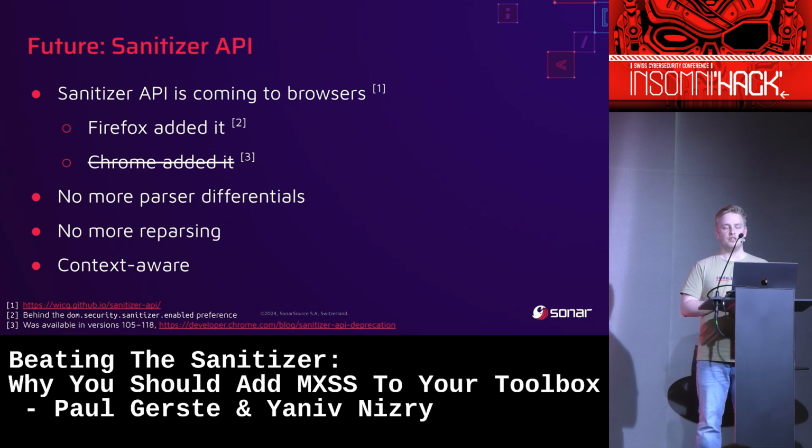Firefox already has it behind a feature flag, and Chrome added it and then removed it because it's not finalized yet. But basically the Sanitizer API is what all the sanitizers do, but it's just in the browser. So you don't have to bring your third-party dependency, DOMPurify or whatever, to do it. And you also avoid parser differentials and reparsing, because instead of first parsing and sanitizing something and then giving it again to the browser, you just tell the browser, hey, please render this weird HTML, but while doing it, skip all the bad elements, and then the browser does it for you.